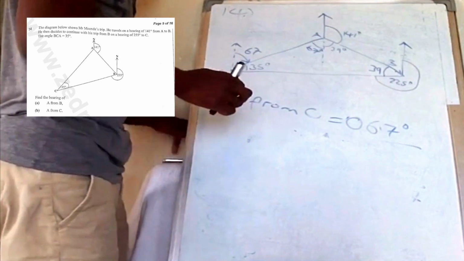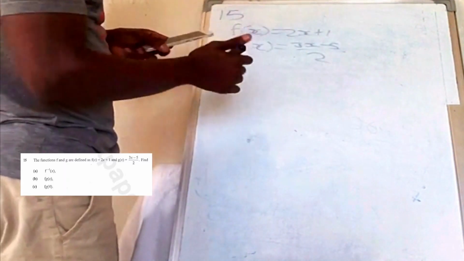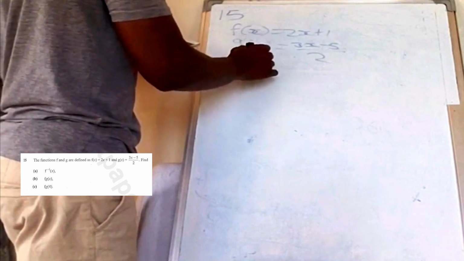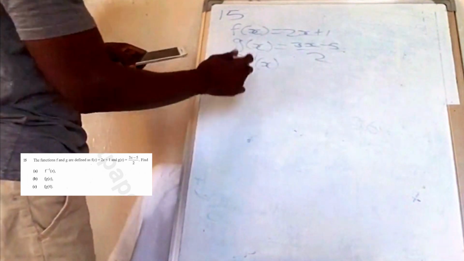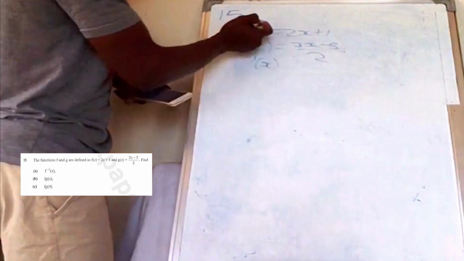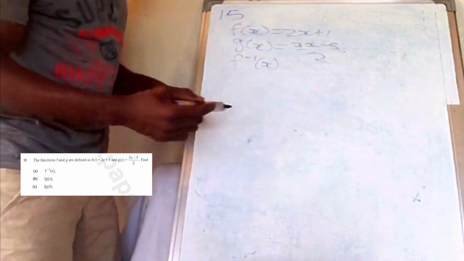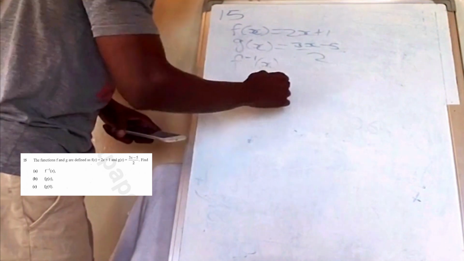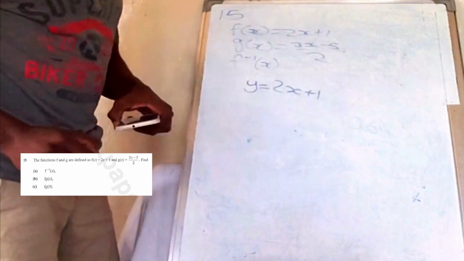Okay, let's move on to question 15. The first question is saying find F inverse of X. How do you find F inverse of X? The first thing that we do is replace the f of x with y. We've got y equals 2x plus 1. This is A.